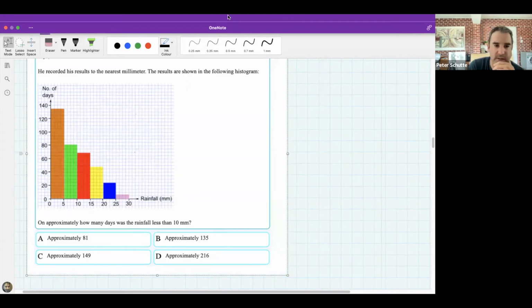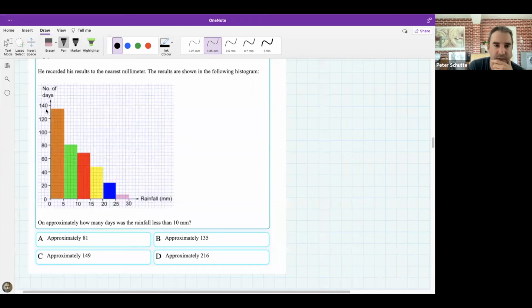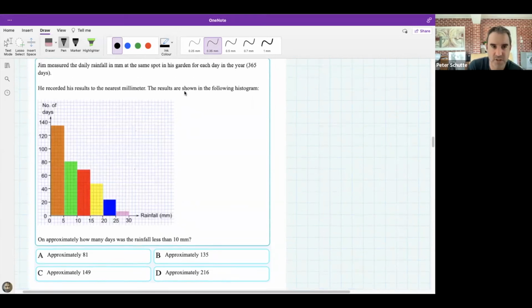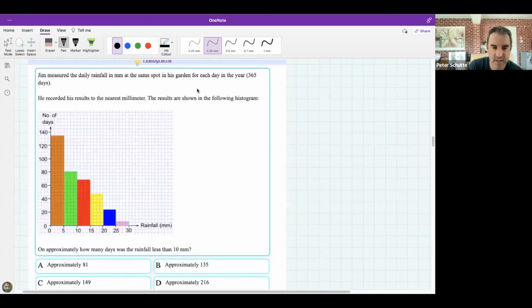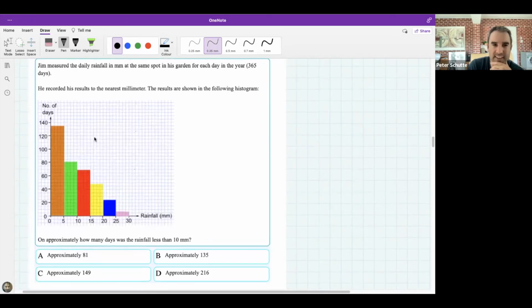So how would I think about this? I'm looking for, all of these together must add up to 365 because it says he measured it every day of the year. But I want it when it's less than 10, which probably means that these are the intervals of data that I'm most interested in.